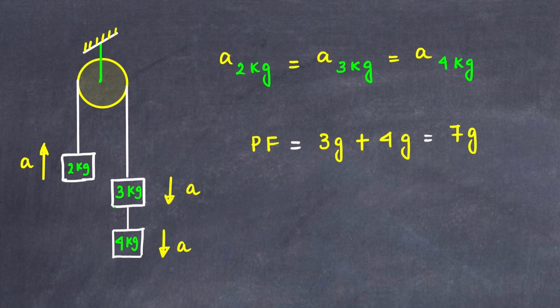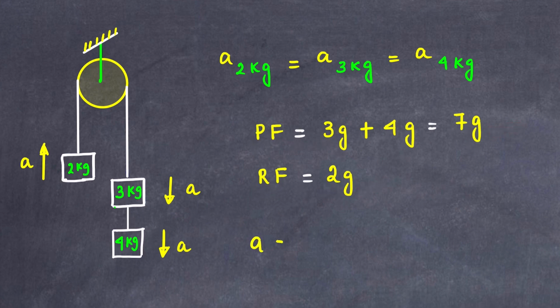And we know that all the blocks that are moving upward will provide us the resisting force. Over here the 2 kg block is moving upward, right? So the net resisting force will be the force provided by the 2 kg block. So this will be 2g. So the net pulling force is 7g and the net resisting force is 2g.